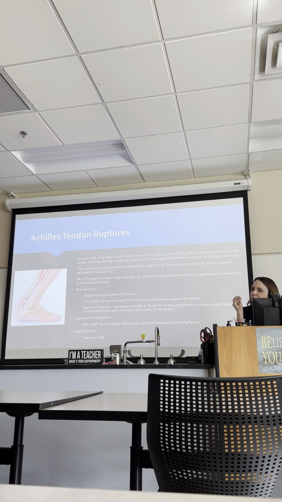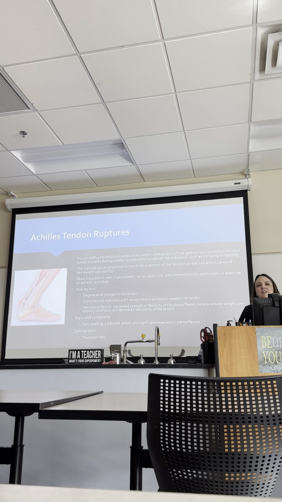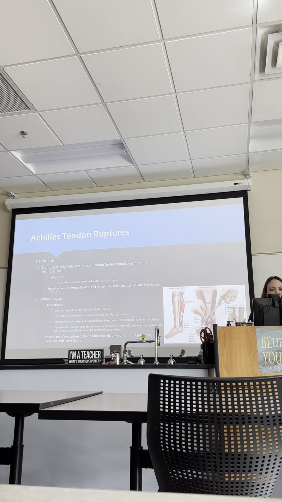So, signs and symptoms are what? A ball of mass up in their proximal leg. It's painful. They can't plantar flex, because there went their plantar flexors. And what's the special test for an Achilles tendon rupture? You guys already said it. The Thompson. The Thompson test. Yes? Okay. Special test.